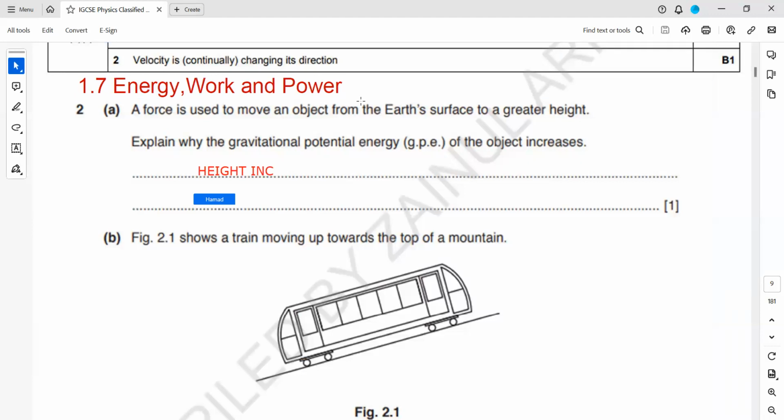the height increases, but what height increases? The height of the center of mass increases. The object has a center of mass or center of gravity, and the center of gravity changes in height. That's why the gravitational potential energy increases.